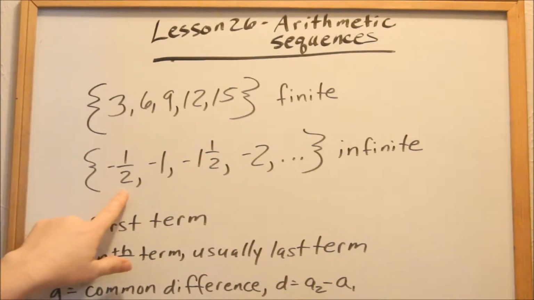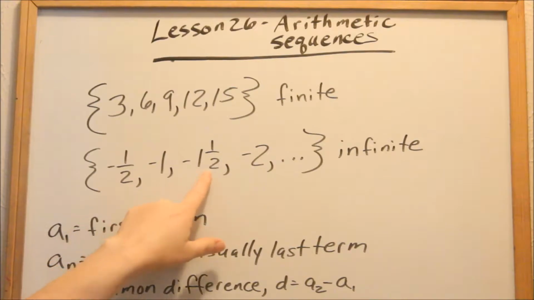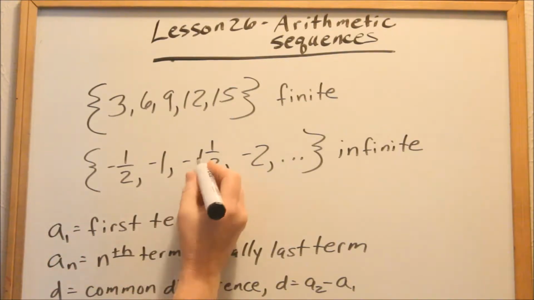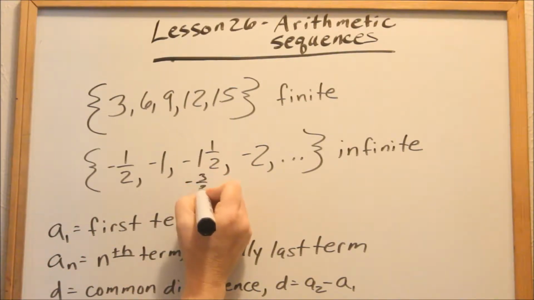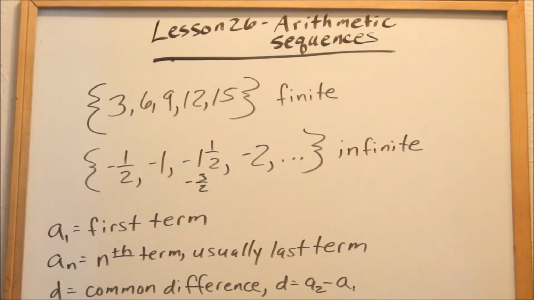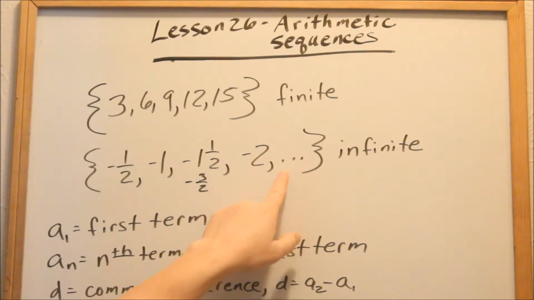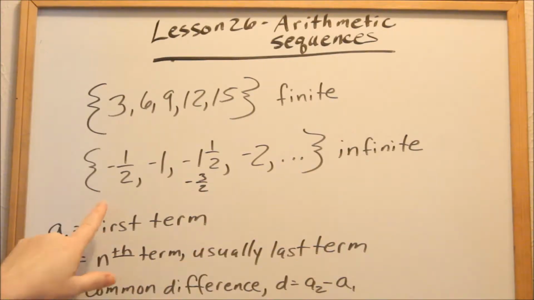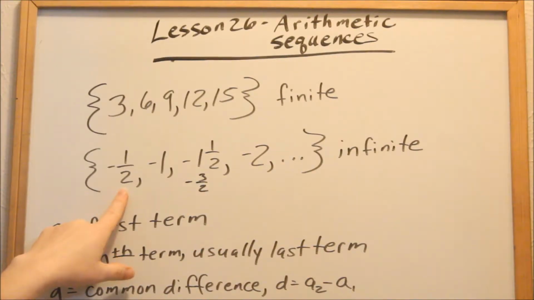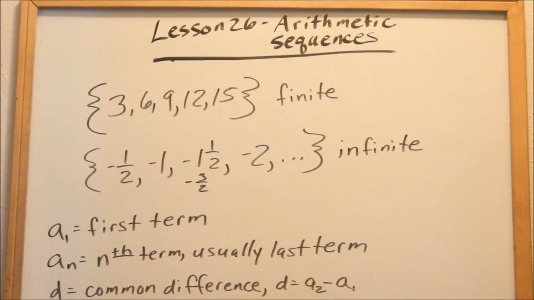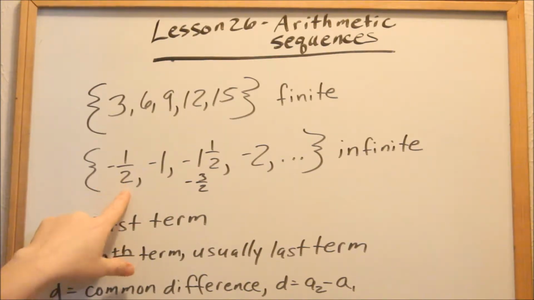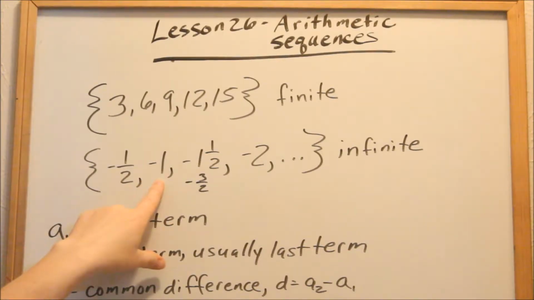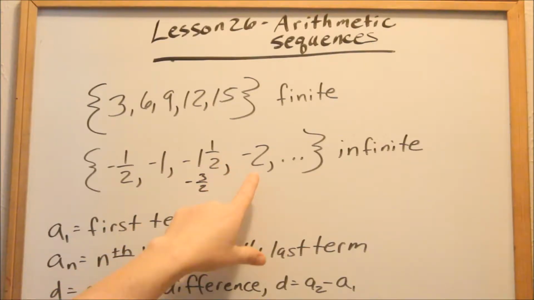Here's a sequence, -1/2, -1, -1.5, or I could also write this as -3/2, -2, ... This is an infinite sequence. It has no ending. It could just go on and on and on. And in this arithmetic sequence, I'm adding -1/2 every time. I start at -1/2. If I add -1/2, I get -1. If I add another -1/2, -1.5, and so on.